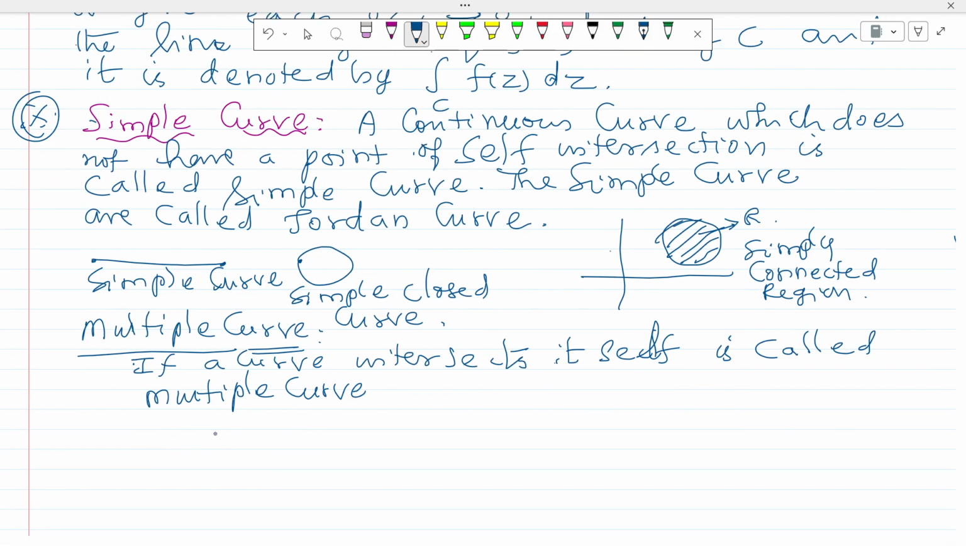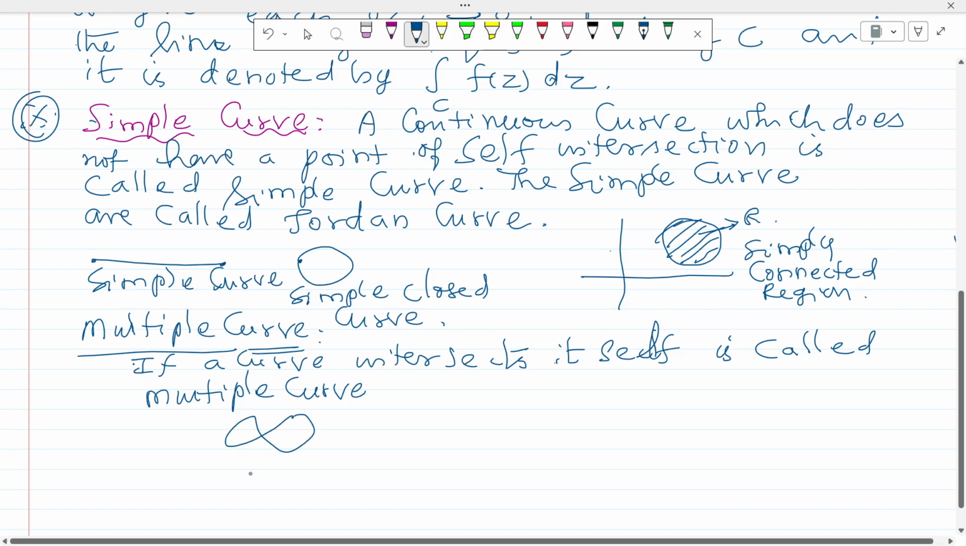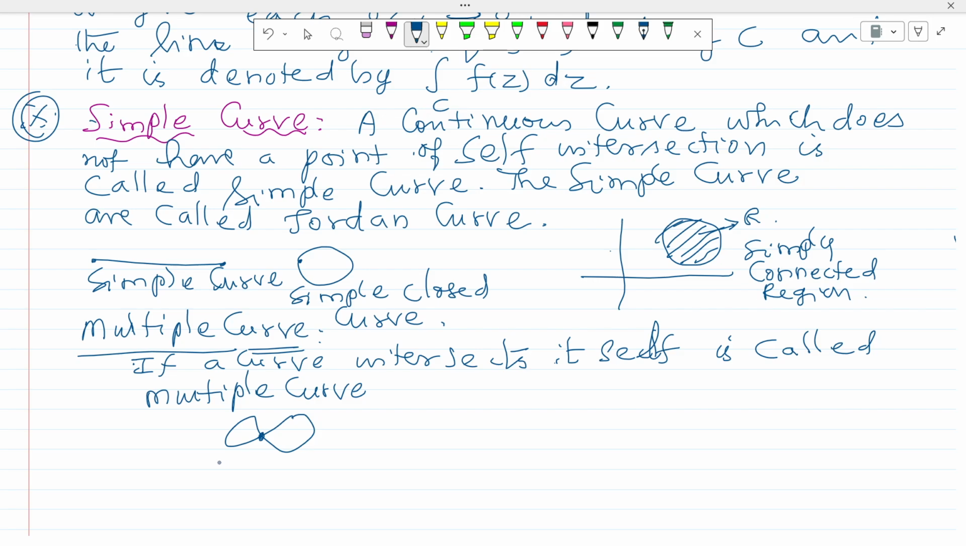Multiple curve. See, for example, if I draw the curve like this, here it crosses itself. It crosses itself, so it is a multiple curve. See, one more example I can write here. Here one curve is there, but it is not closed. This one is self closed. Fine, so this one is not closed. The two curves are there.